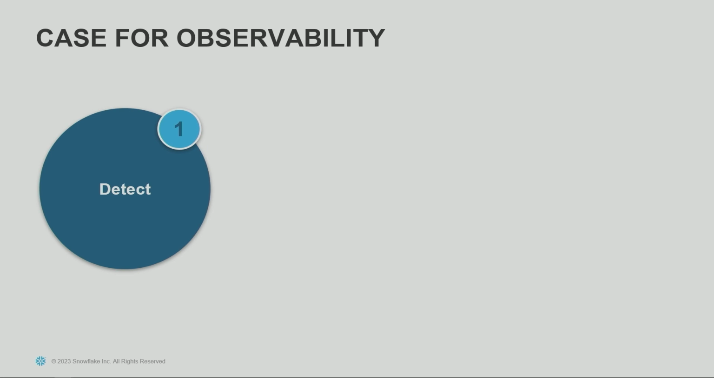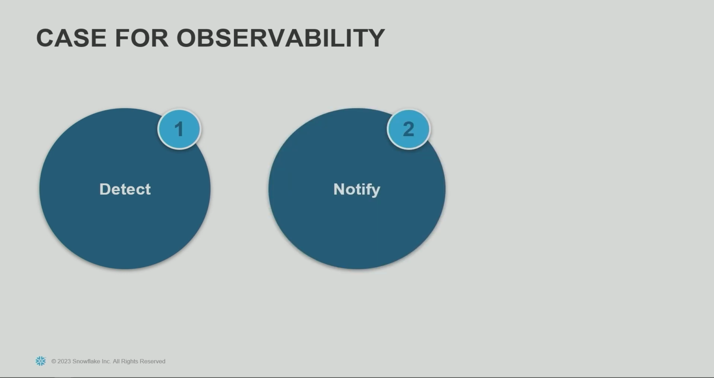If we detect any problem in any of these areas, the next step is to be able to notify or surface the issue to the right parties who can address it. It's critical to inform the right parties at the right time so that the issue gets addressed in an optimal way.